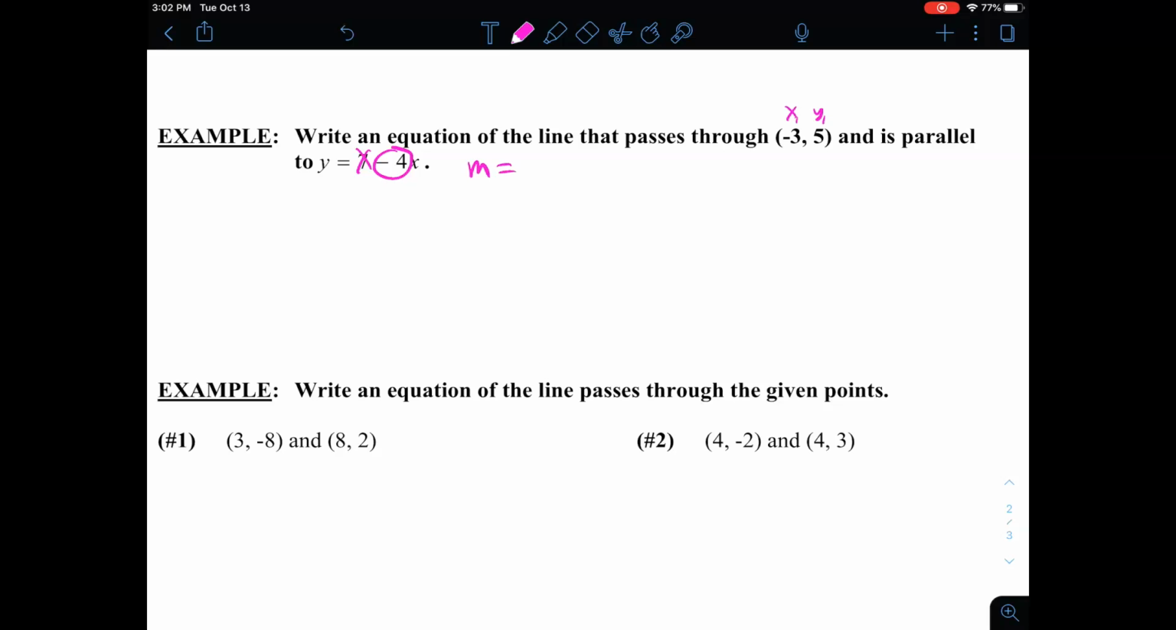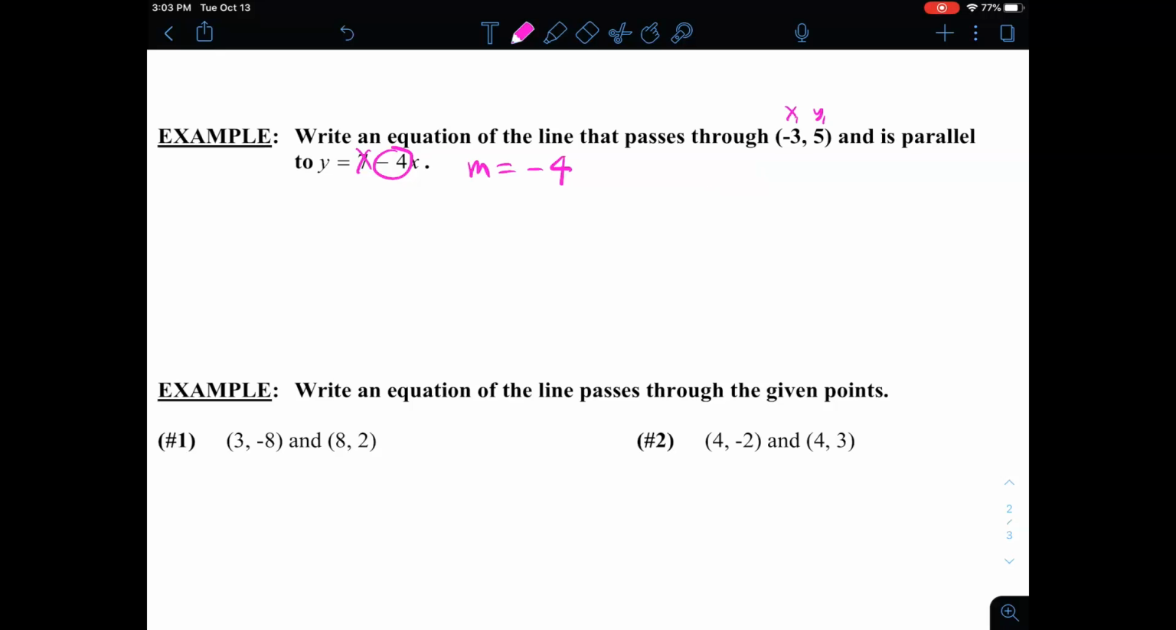That's our m. Okay? If we were looking for a line perpendicular to that line, what slope would we use? We wouldn't use negative 4. We would use the opposite reciprocal of negative 4, which would be 1/4, right? So be careful what it's asking here. If it's asking for parallel, you're going to use the same slope. If it's asking for perpendicular, you're going to use the opposite reciprocal slope, which means flip the fraction and change the sign. But for this one, we don't need to worry about that because we're just doing parallel.